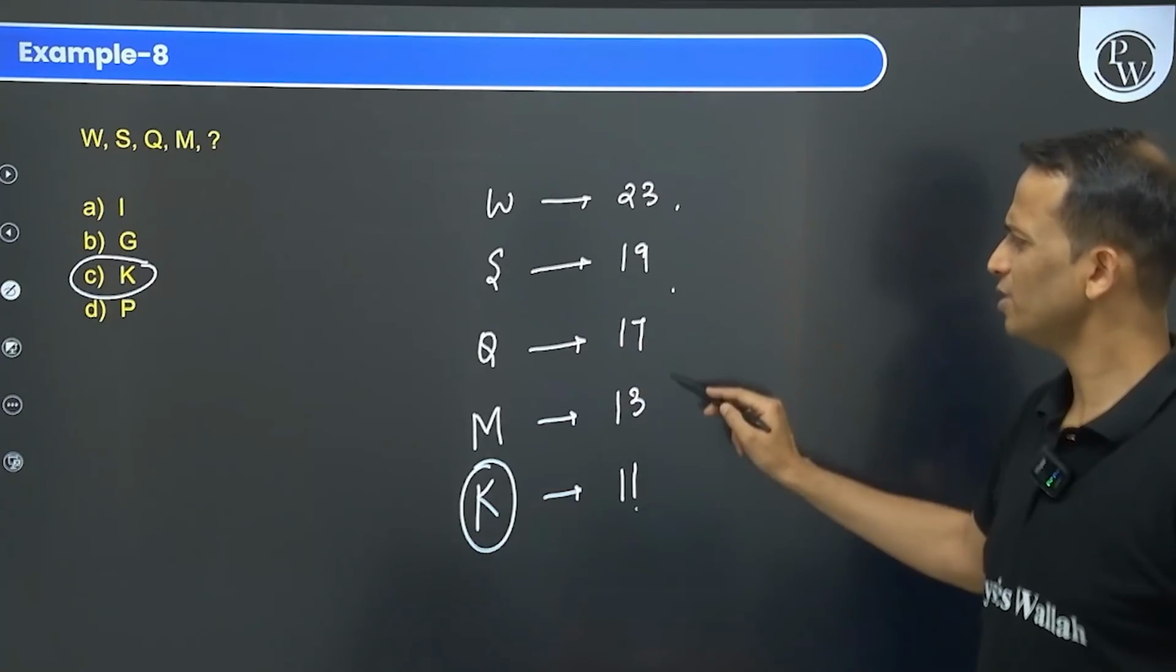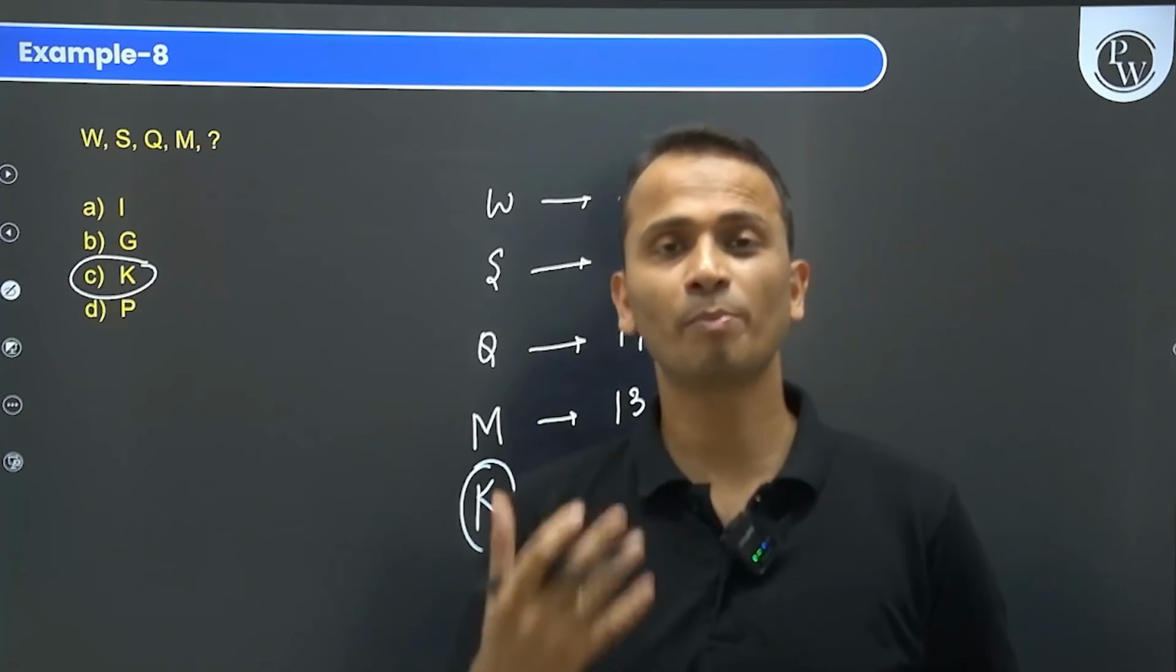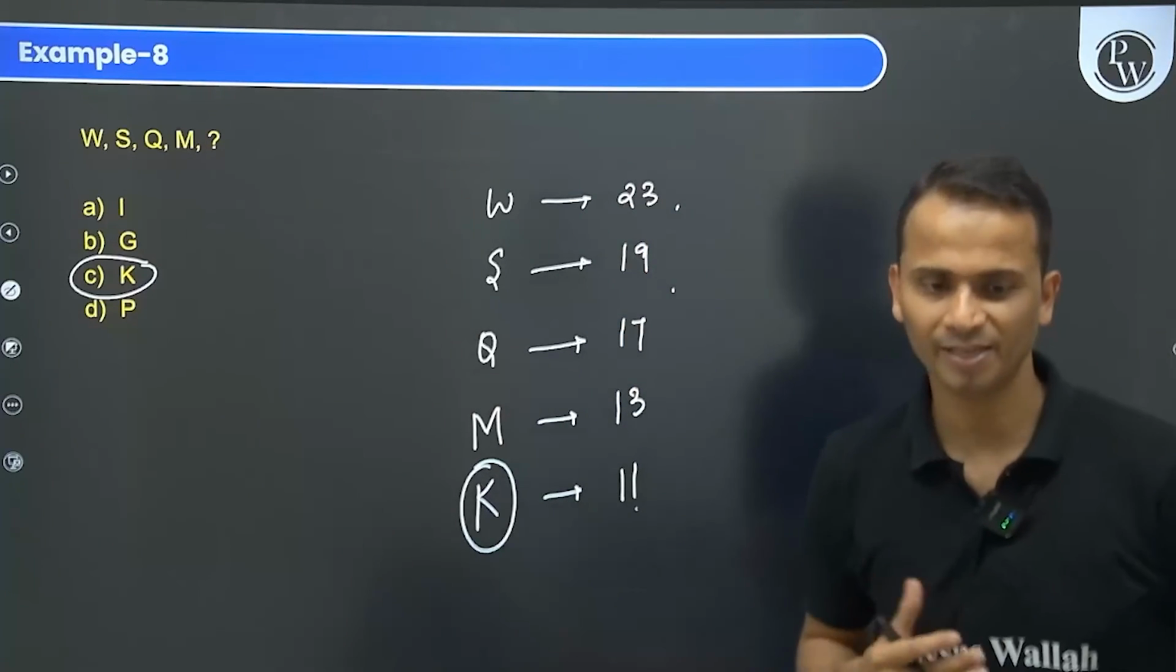If you apply -4, -2, -4, -2, you will also get the same answer, but that is not, I would say, the appropriate logic that should be applied here, right?